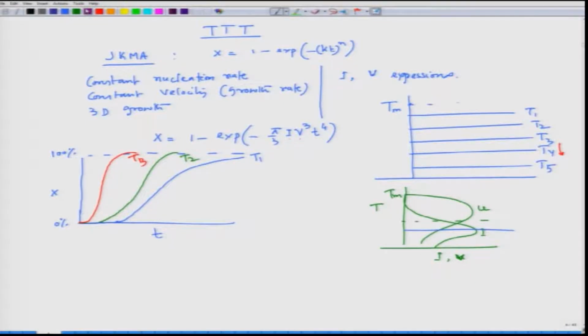So, if I try to plot that, it will be like this. This is T4. And T5, if I plot it, T5 is here, where this is T5, this is T4, this is T3, this is T2, and let us say this is T1.